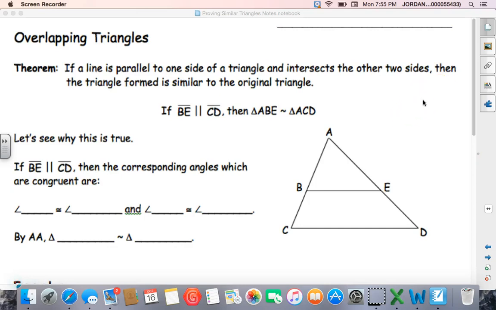We're going to talk some more about similarity with triangles today. So we're going to do what we call overlapping triangles. Right here you can see a picture, a little bit of an example of overlapping triangles. So here's a theorem that we need to know and be able to use.